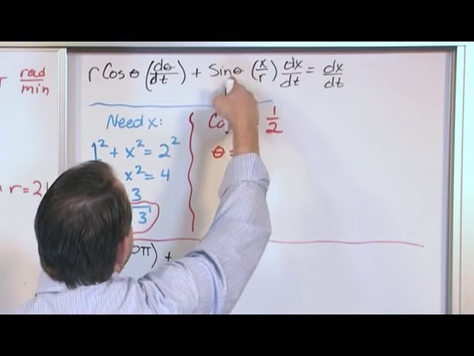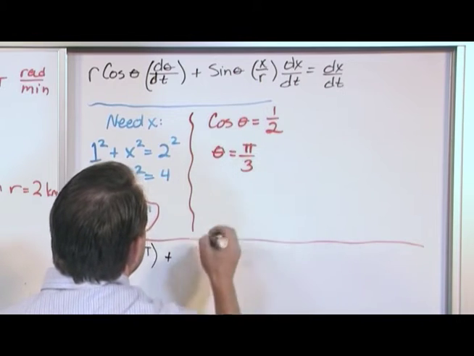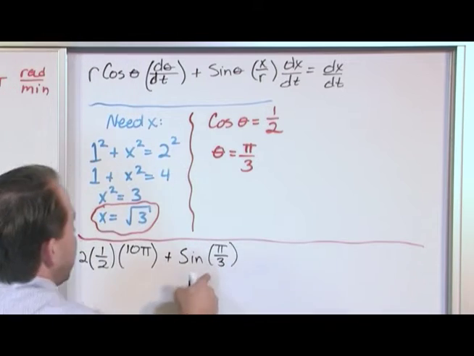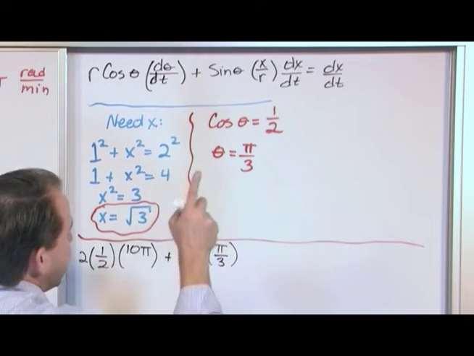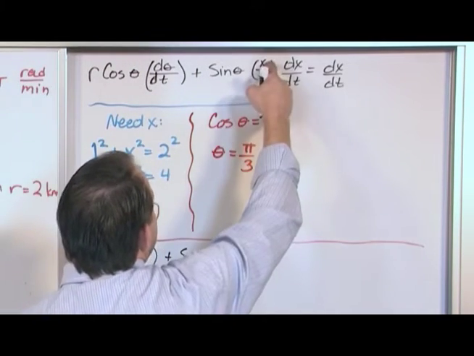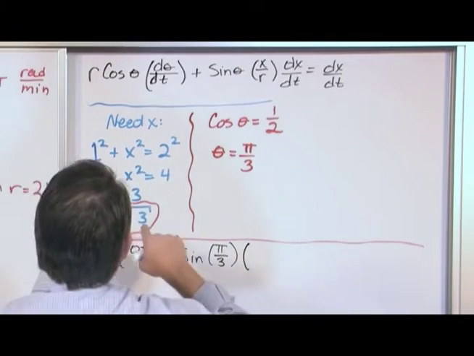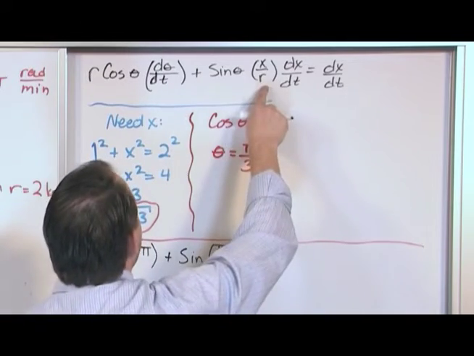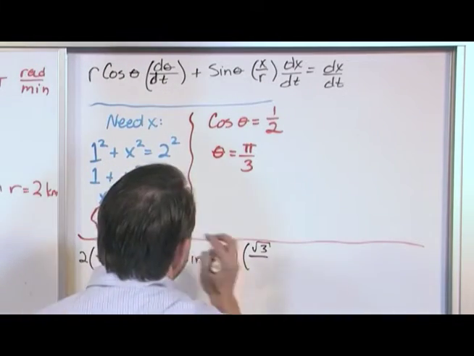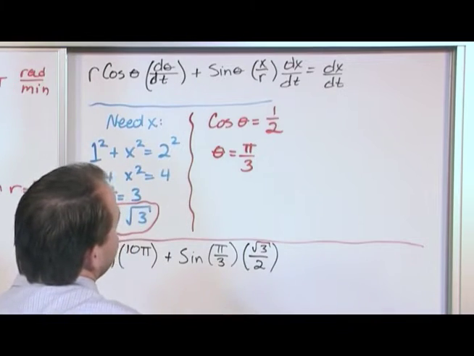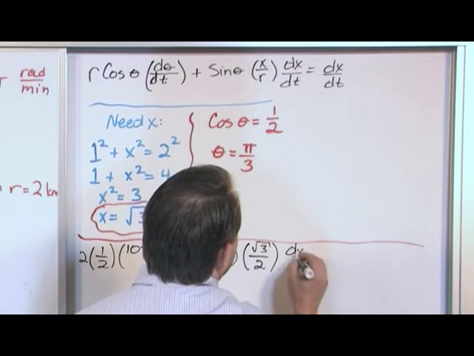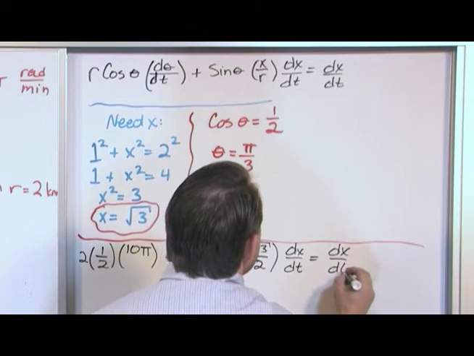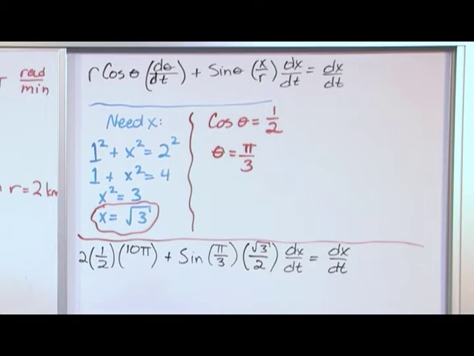Plus sine of this angle, pi over 3. Just for now, keep it as sine of pi over 3. We'll come back in the next step and evaluate that as a number. That's the angle I'm given at the moment in time I care about. Times x, which is this distance here, I just calculated as the square root of 3, over r. R is the slant distance, equal to 2. That was given to me in the problem, so that's just a number. dx dt, I don't know, is equal to dx dt. But there are numbers for everything else, so I can definitely solve this.